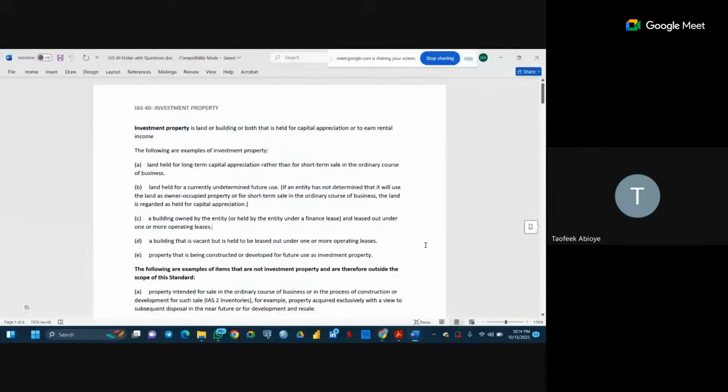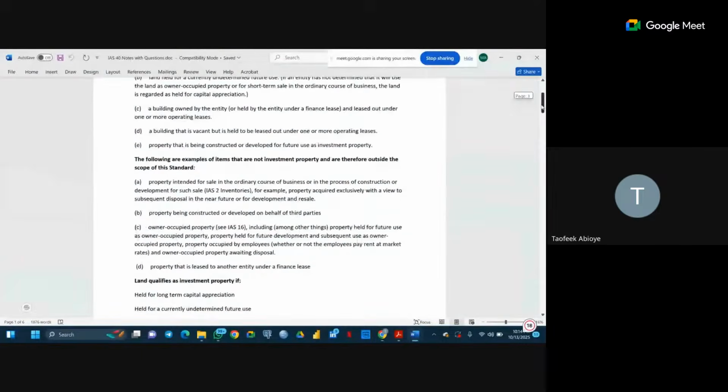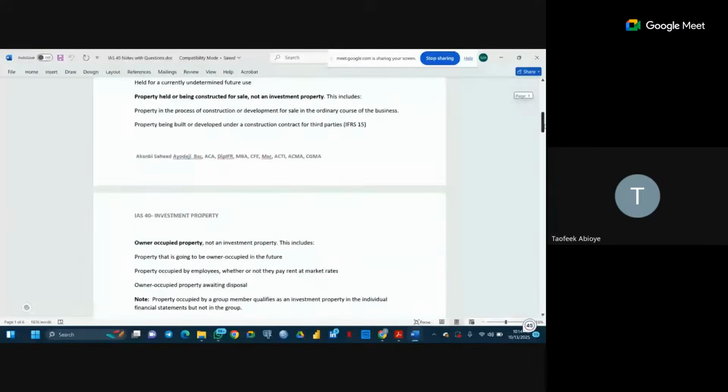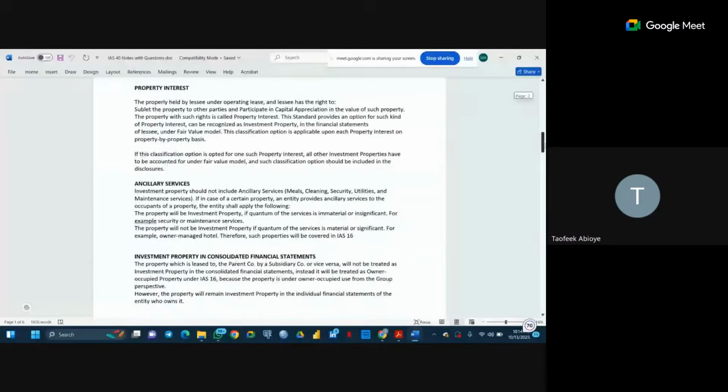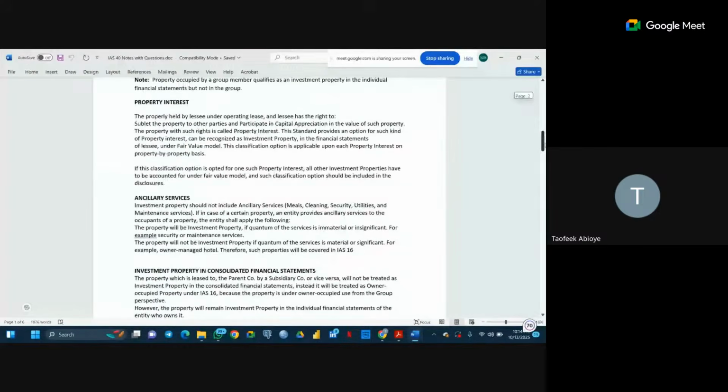So this is the note for the class. Still the same thing with what I've been explaining. Unoccupied property interest, you see, you have the auxiliary service. Investment property should not include auxiliary service, meals, cleaning, security, utility, and maintenance.